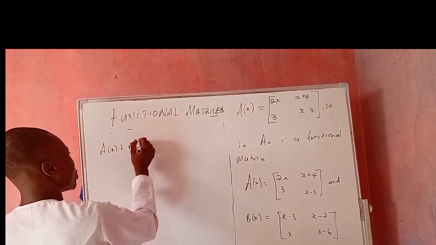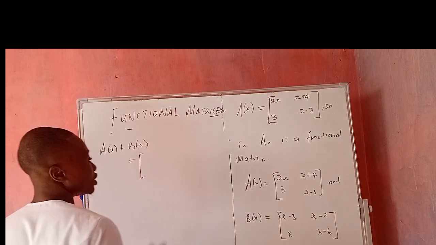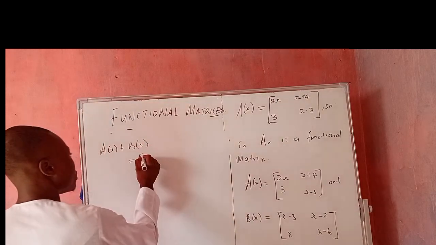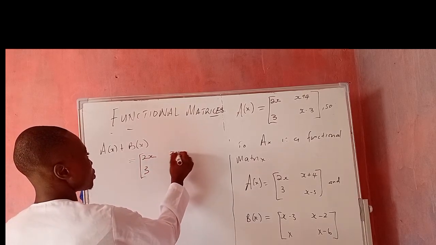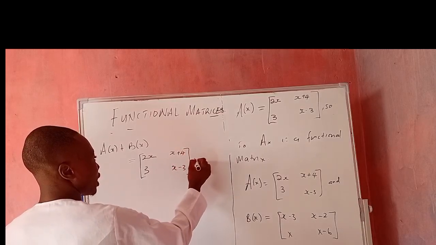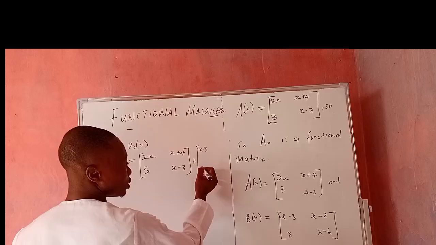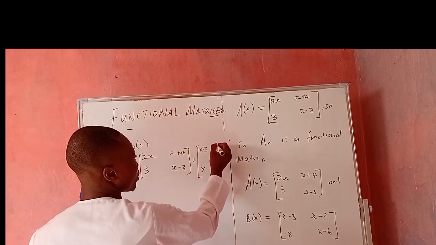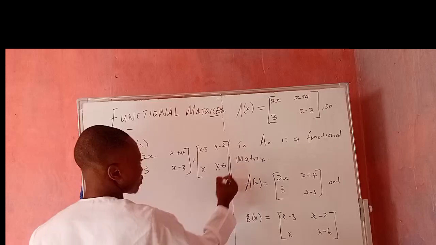Ax plus bx is going to be matrix ax, what? We have 2x, then 3, then we have x plus 4, and we have x minus 3. We add it to matrix bx, which is x minus 3, x minus 2, x, and x minus 6.